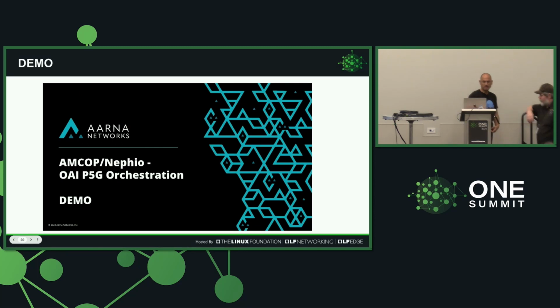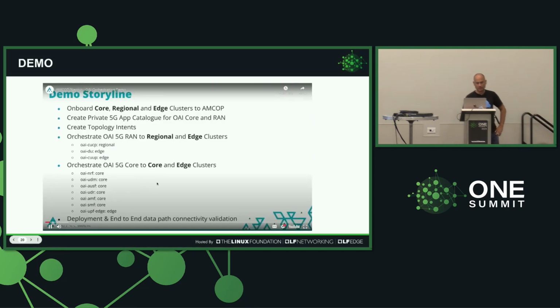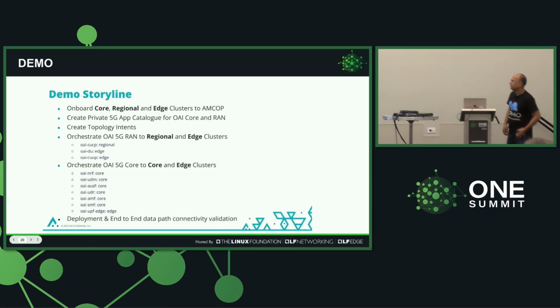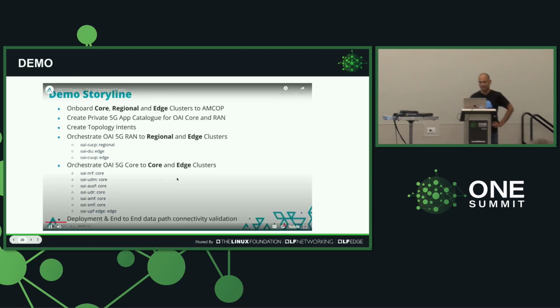Okay, that's okay. I'll try to speak through it as best as I can. So we'll onboard 3 clusters onto AMCOP: core, regional, and edge clusters. We'll create the private 5G app catalog by onboarding the Open Air Interface core and RAN. We'll create the topology intents. We'll orchestrate OAI RAN to regional and edge clusters. And then we'll orchestrate the 5G core to core and edge clusters. And then we'll do deployment and end-to-end path validation.